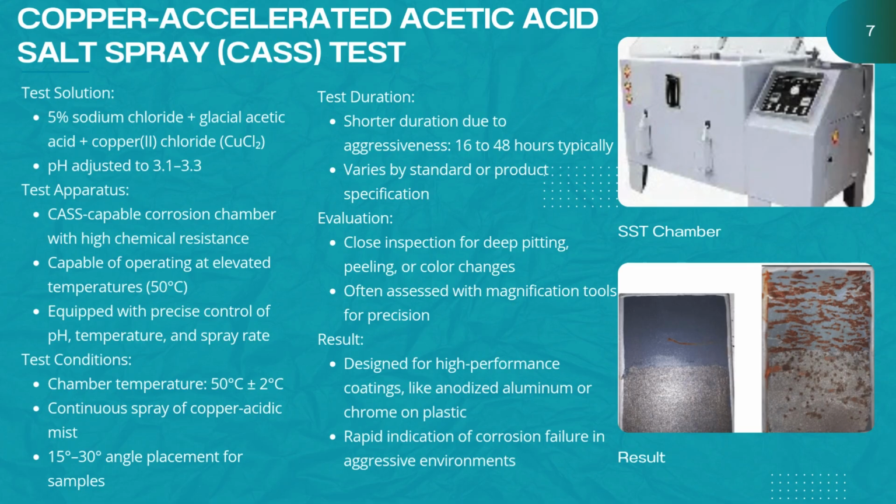The CASS test is more aggressive, so test durations are shorter, typically between 16 to 48 hours, depending on the specification. Evaluation includes close inspection for deep corrosion like pitting, peeling or discoloration, often requiring magnification tools. CASS is typically used for high-performance coatings, such as anodized aluminium or chrome-plated plastic, and is ideal for simulating highly aggressive environments.